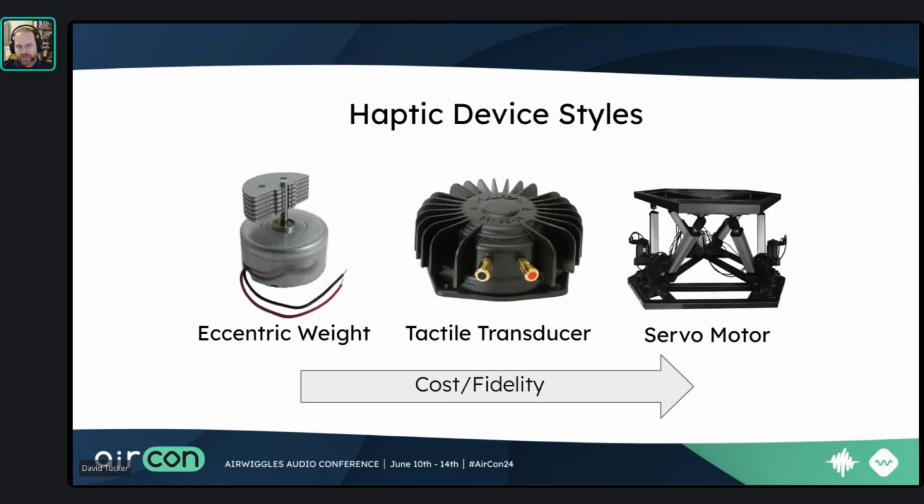So there are three major types of haptic devices that are commercially available and commonly found. Those that are driven by a motor with an eccentric weight, sometimes called a pager motor. Those that are driven by a tactile transducer, or voice coil driven. And those that use a servo motor, such as force feedback devices or motion platforms.